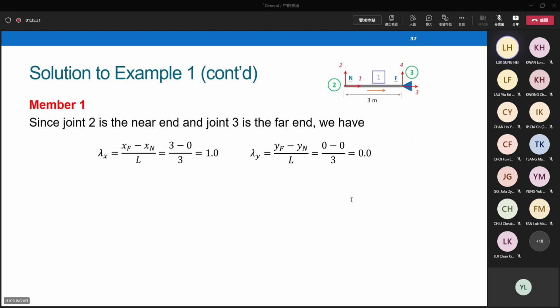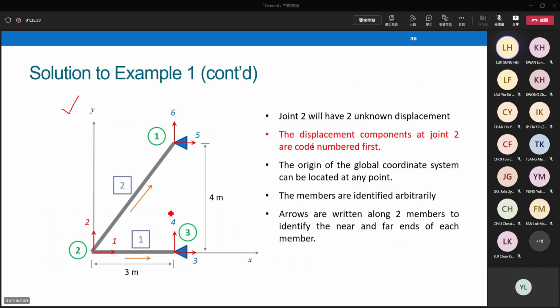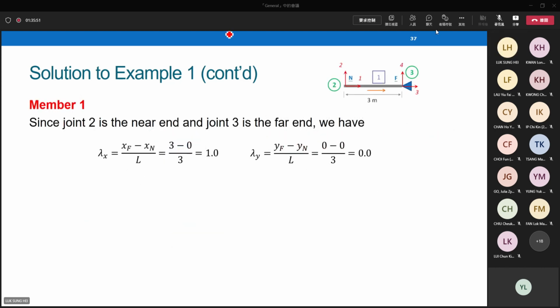The more things in this problem, we just want to know the structural stiffness matrix. But to do so, we have to firstly find out the element stiffness matrix for all elements. We have 2 elements here. We have to find out K1, K2, and then combine them together. K1 is a simple horizontal member. You can see that we like to handle horizontal or vertical members.